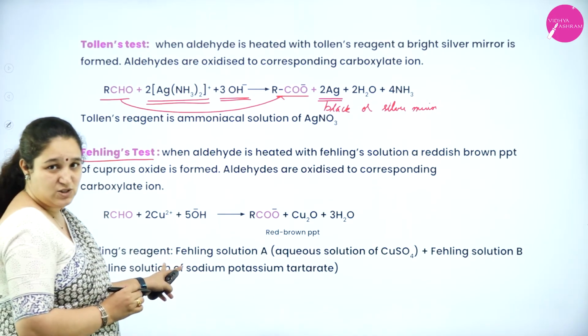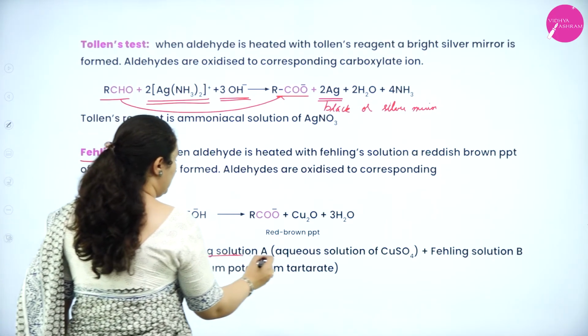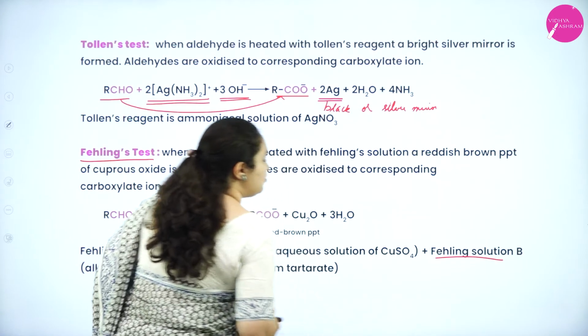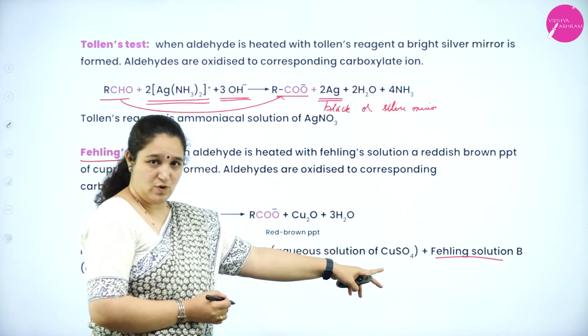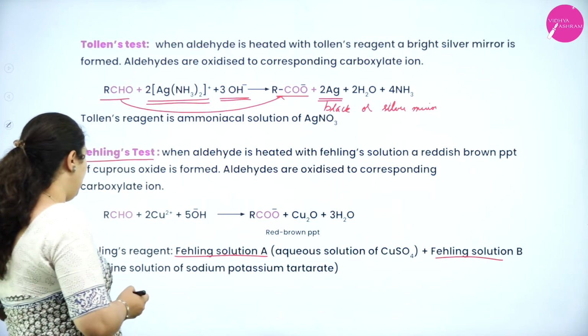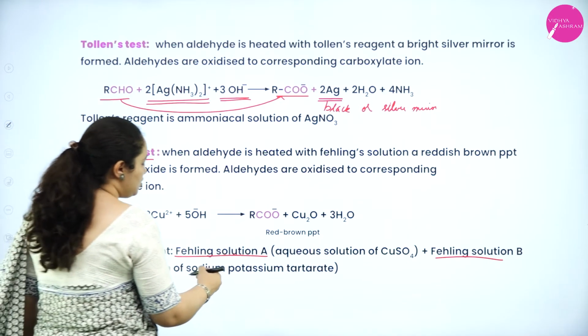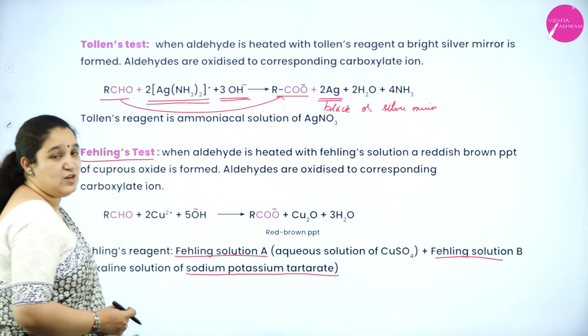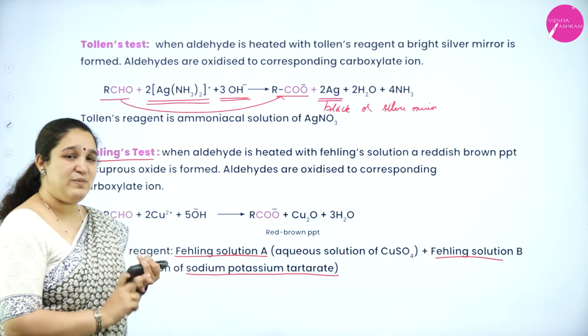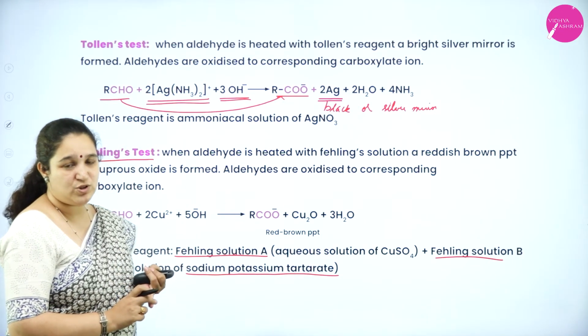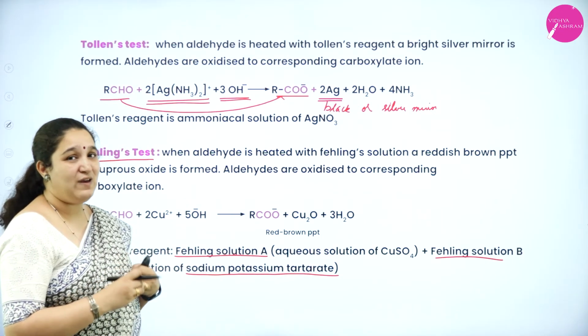Fehling's reagent or Fehling's solution is Fehling's solution A plus Fehling's solution B. Okay. Fehling's solution A is aqueous solution of copper sulfate. Fehling's solution B is alkaline solution of sodium potassium tartarate. So, you take an alkaline solution of sodium potassium tartarate and mix it with copper sulfate solution, that is aqueous, that's called as the Fehling's reagent.